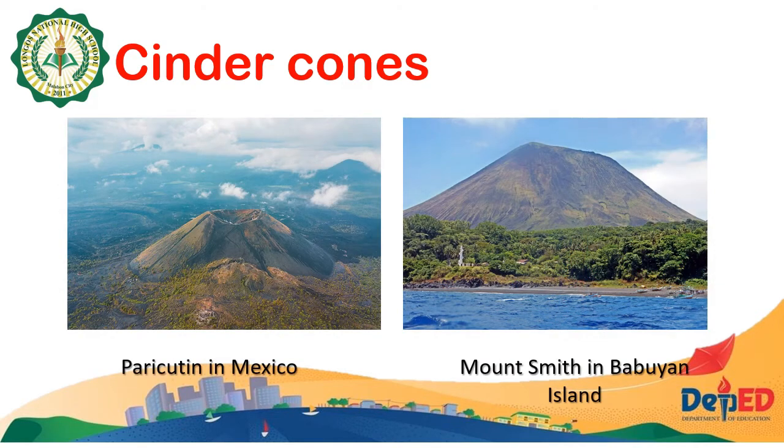So these are examples of cinder cones: Mount Paricutin in Mexico and Mount Sam Smith in Babuyan Island.